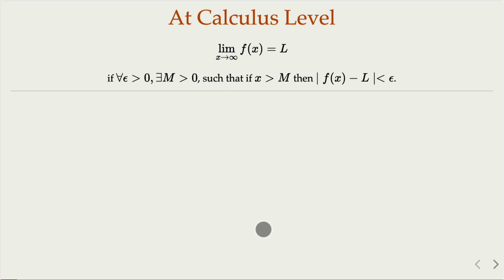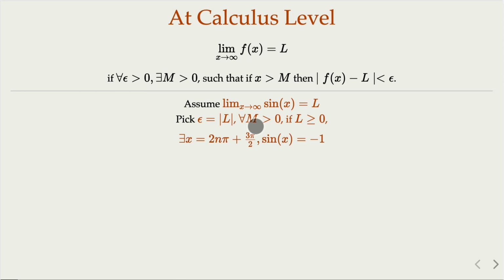In other words, let's recap, right? This is the theorem, but we have argued that we assume the limit exists and assume it's greater than 0. We pick this particular epsilon. We argue that for all m, no matter how big m is, you can always find x greater than m with the property that this is -1, and this one would be greater than or equal to epsilon, and that contradicts this definition, right?